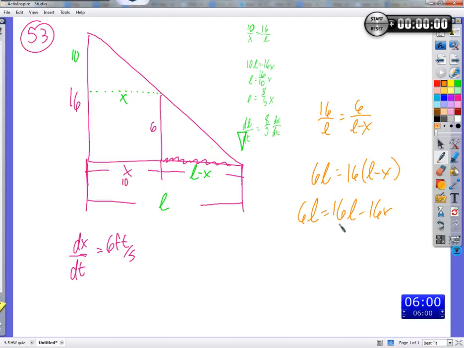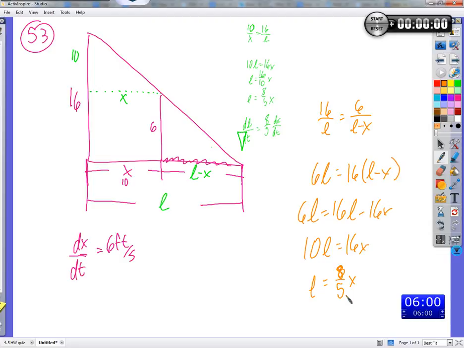Then just divide by 6. Divide by 6? Okay, I'll get an L here and an L here. Oh, yeah. So I've got 10L equals 16X. Let's subtract 6L, add 16X. Like that. L equals 5 over, oh, 8, sorry, 8 over 5 X. Yep, and a couple more steps.